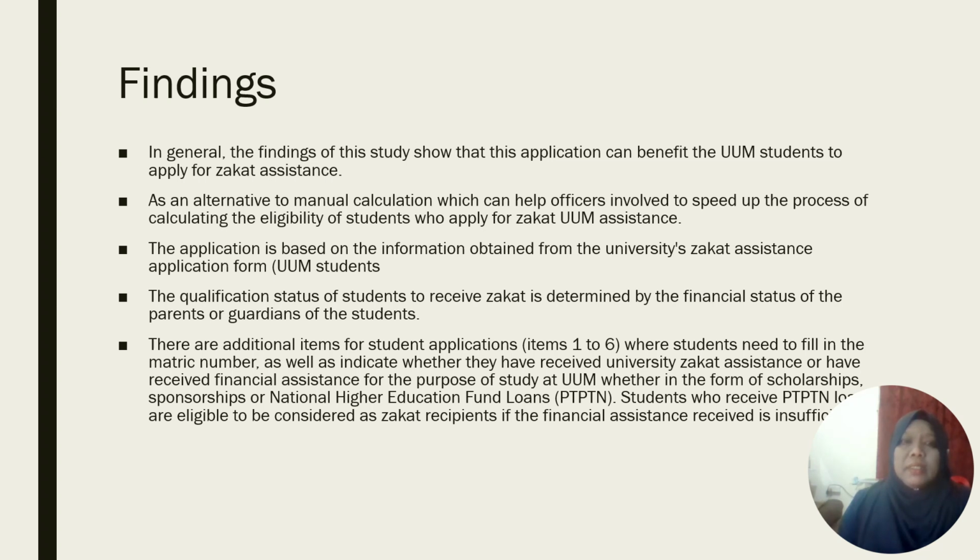In the application itself, I will show you later, items 1 to 6 are the additional items for the application that students need to fill in. For example, the matric number, whether they have received university zakat before, whether they also receive other funds or other assistance, for example the PTPTN. However, even if they receive PTPTN, but they still feel that it is not sufficient, they can also apply for the zakat assistance.